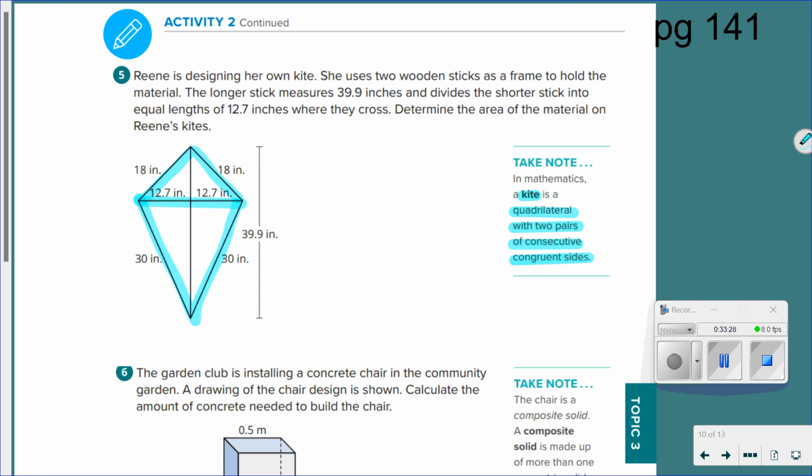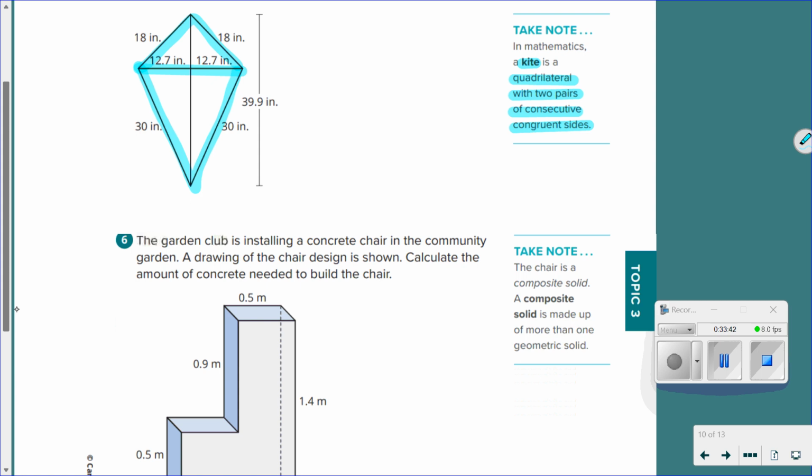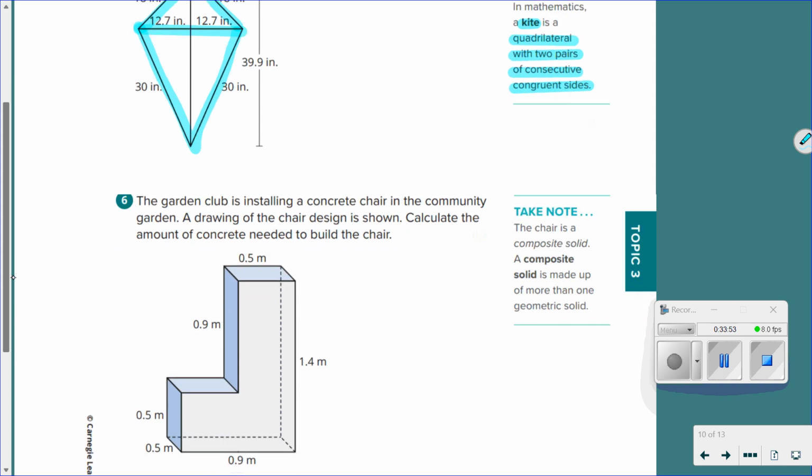Wouldn't a kite also be called a rhombus? No. A rhombus is a specialized kite. You can call a rhombus a kite. You can't call a kite a rhombus. It's not a square because the sides are not equal. Yes. You can always go down in classification. You can't go up. We also have composite solids.